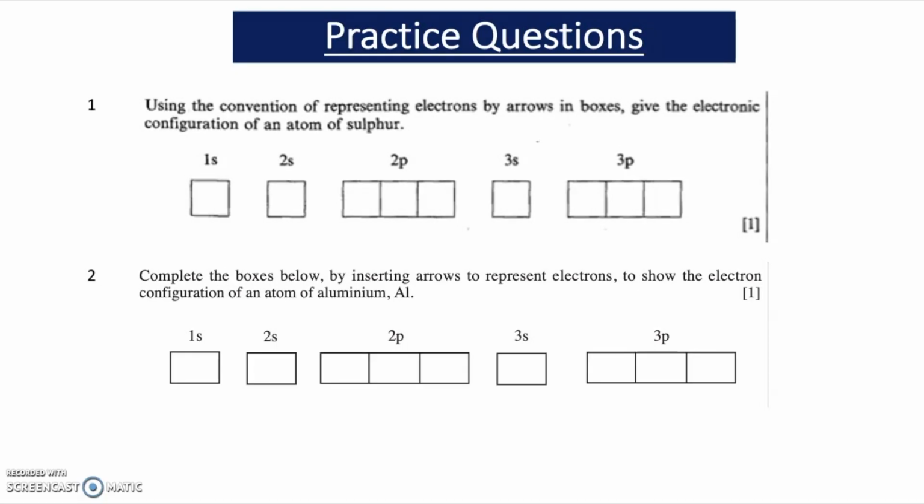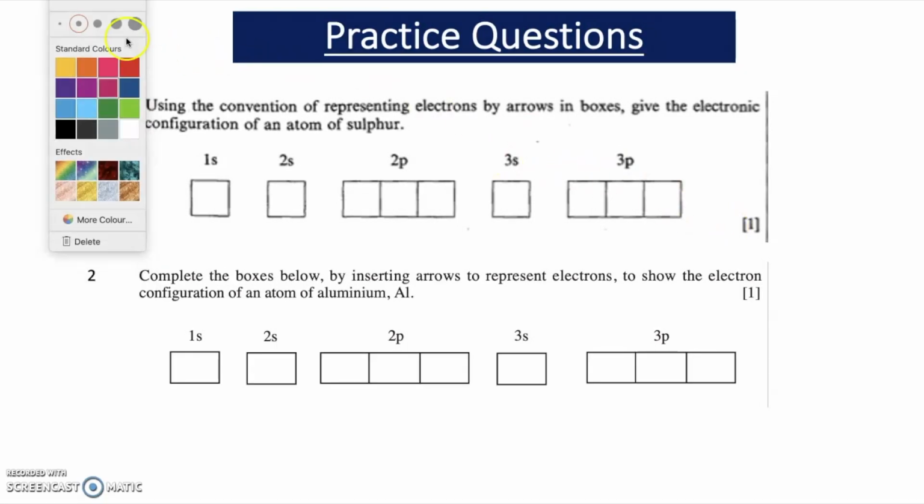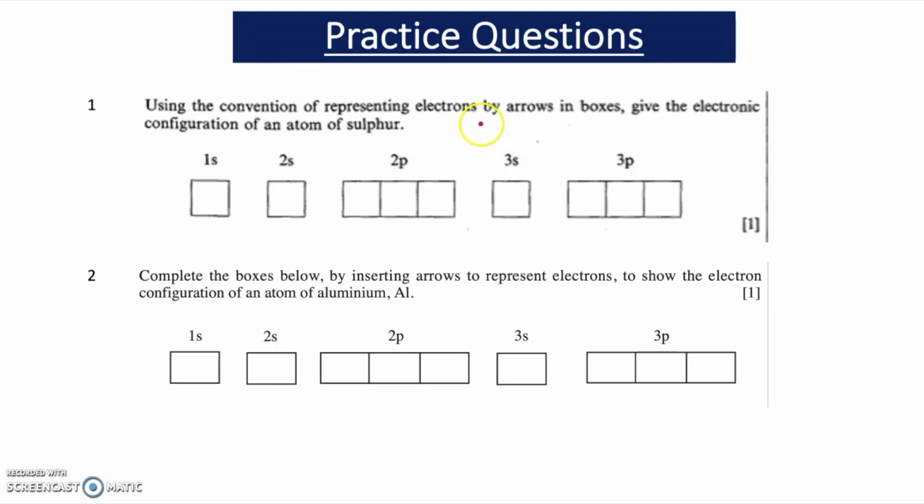So for the first question, you're asked to use the convention of representing electrons by arrows in boxes to give the electronic configuration of an atom of sulfur. So if you use your periodic table, you can see that sulfur has an atomic number of 16.